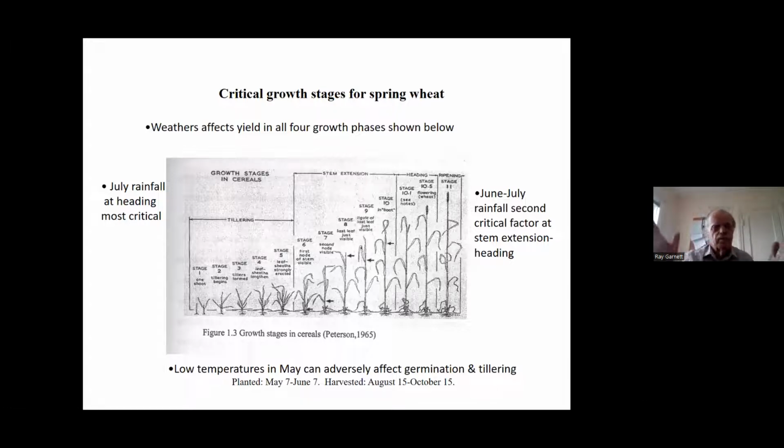In a normal growing season, the biggest factor is July precipitation. Then June and July precipitation during stem extension and heading is probably the second most important. And then low temperatures in May can adversely affect germination and tillering. So those are the basic weather factors during the growing season, and when they occur, they can affect yield. Next slide.